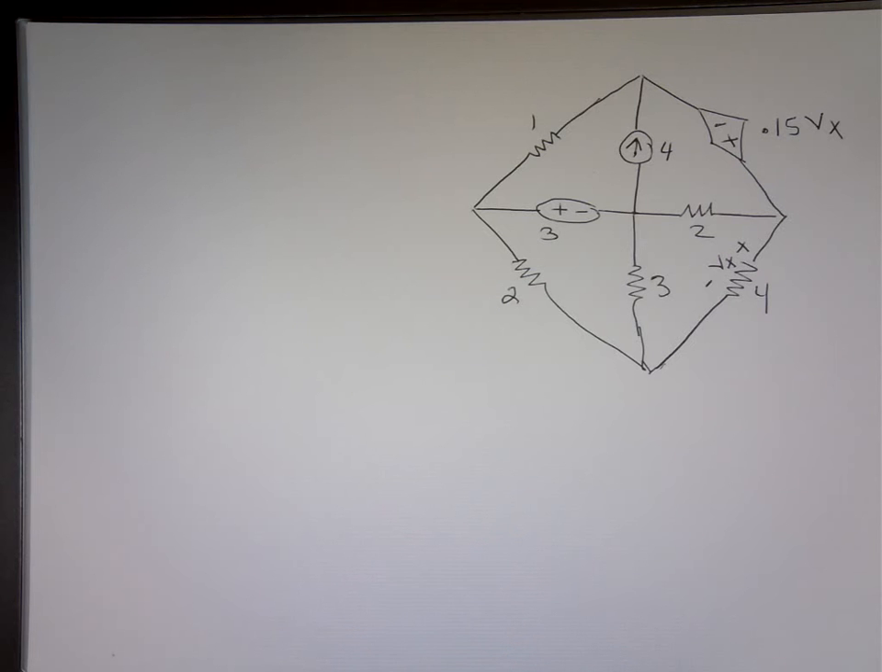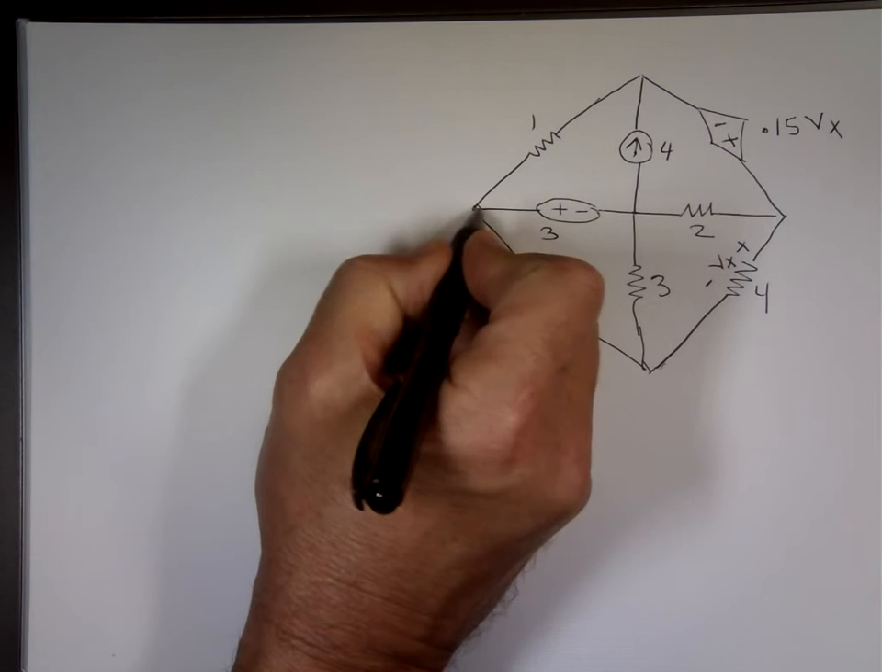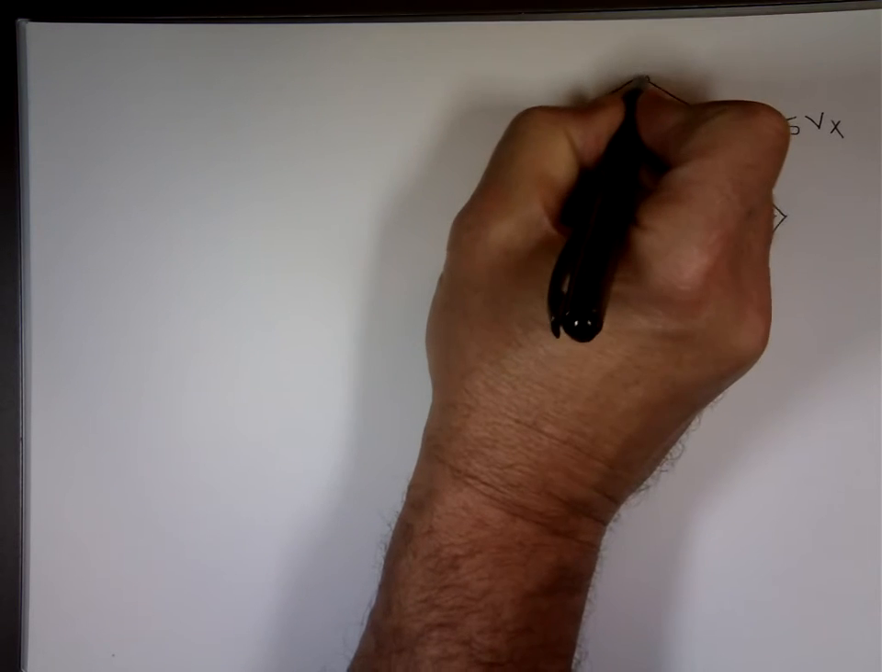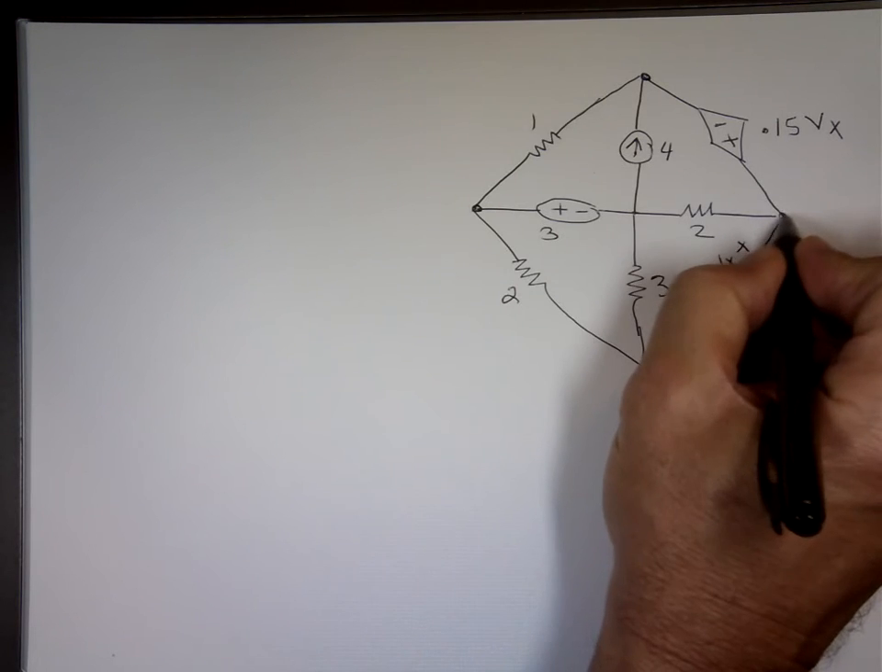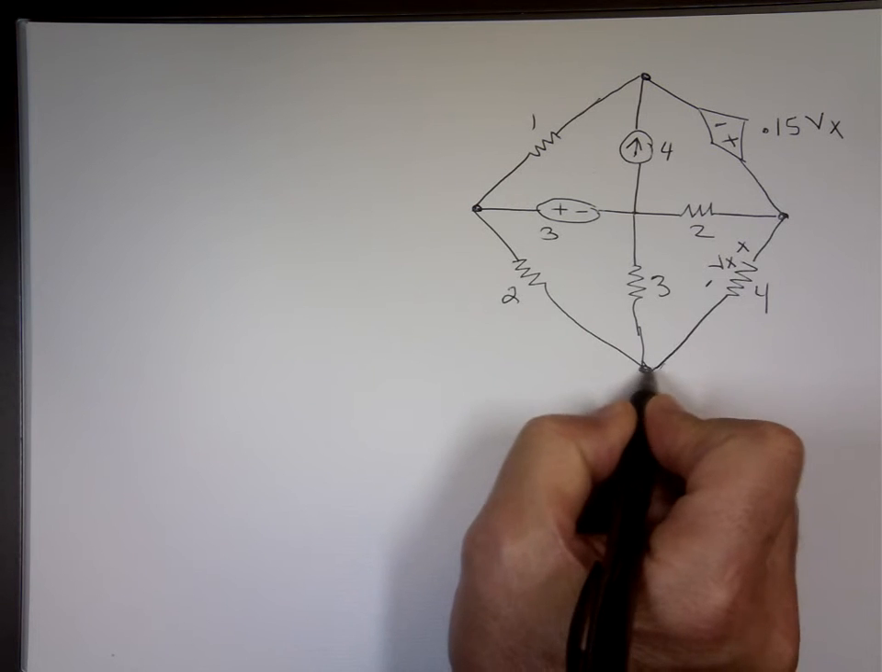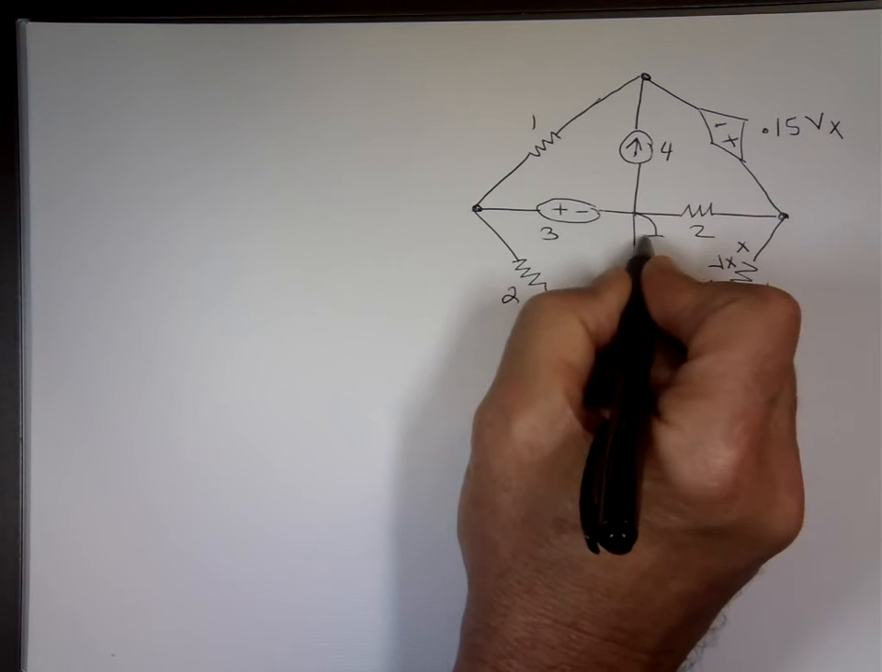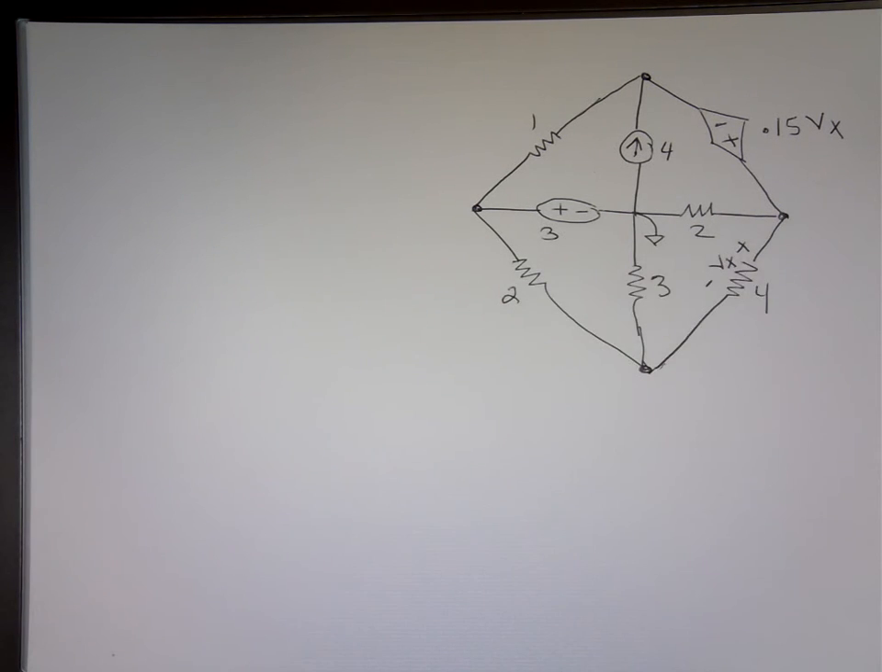The question here: determine the null voltages, meaning what? The voltage right here, the voltage right here, the voltage right here, the voltage right here. Let me make this ground. That's a 0.